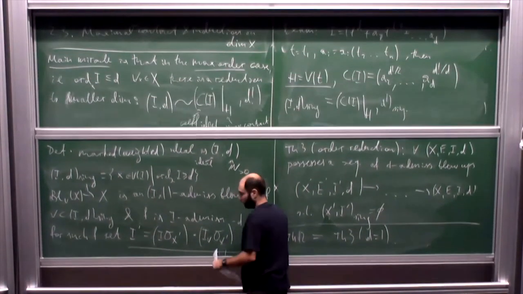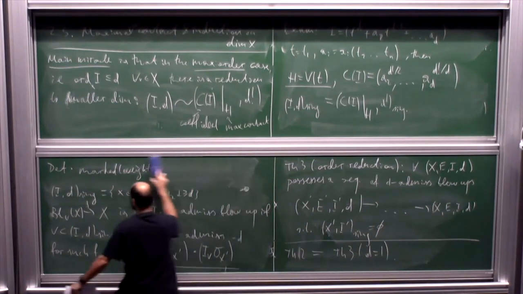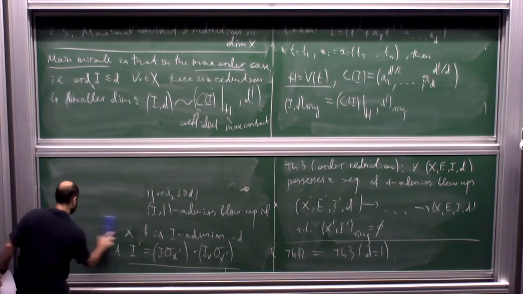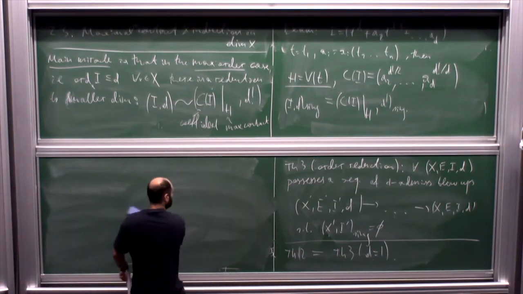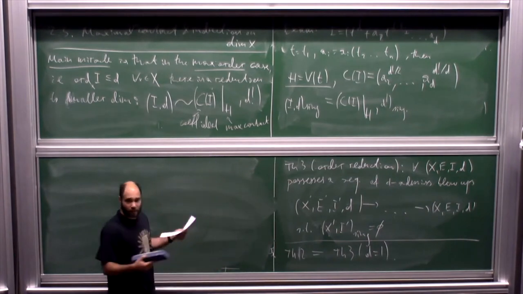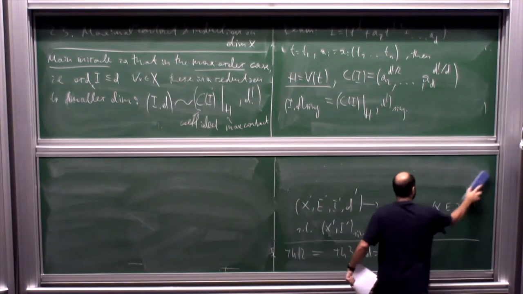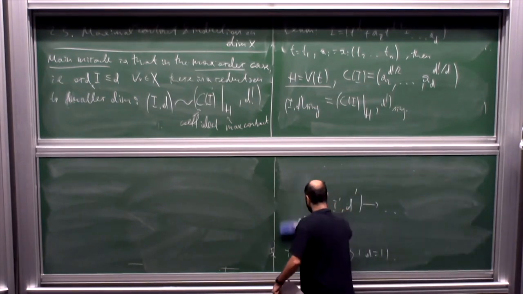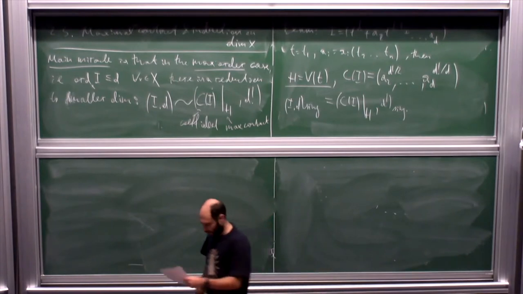Good. Now let me say a few words about the general case. What I wrote now is very coordinate dependent, and I would like to construct something canonical, something coordinate independent. This is achieved to a large extent by derivations.